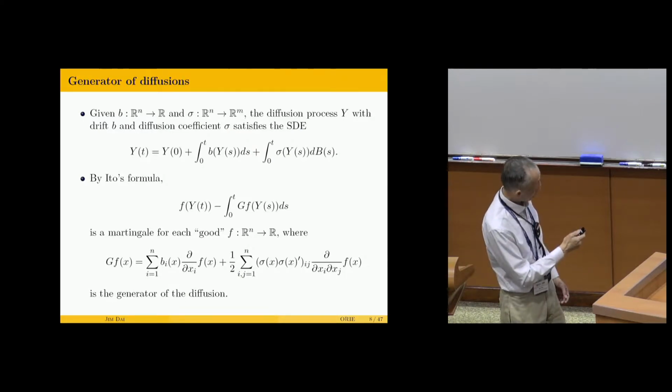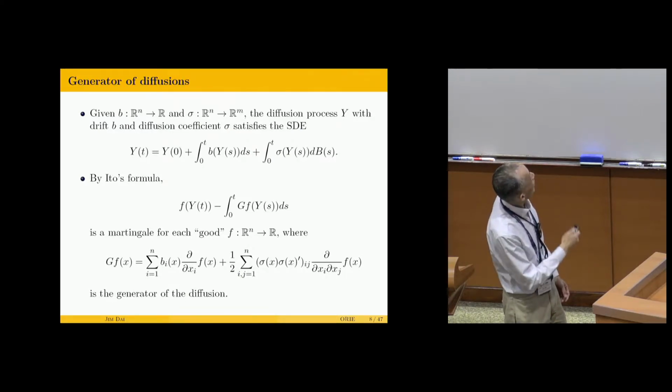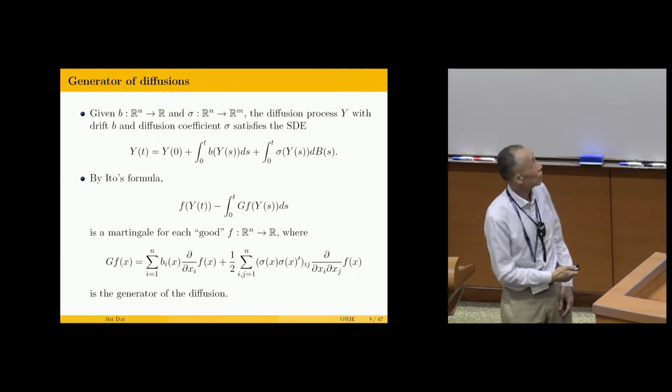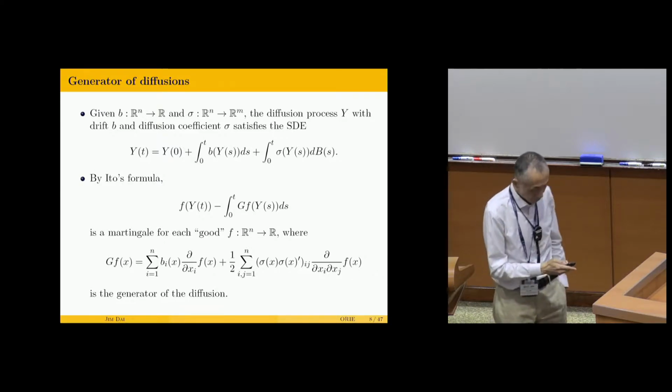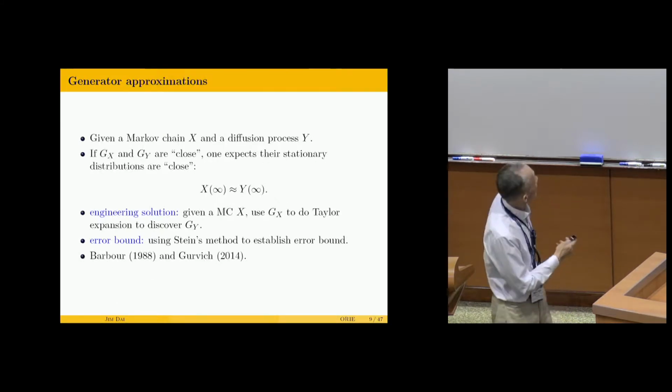So this is one slide on the diffusion process, right? The diffusion process has a drift, which I use B to denote, and sigma here is the volatility coefficient. And that's the generator for this diffusion process. So that's in the background.